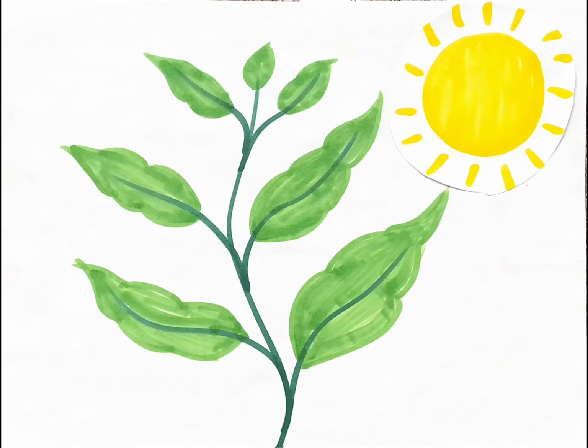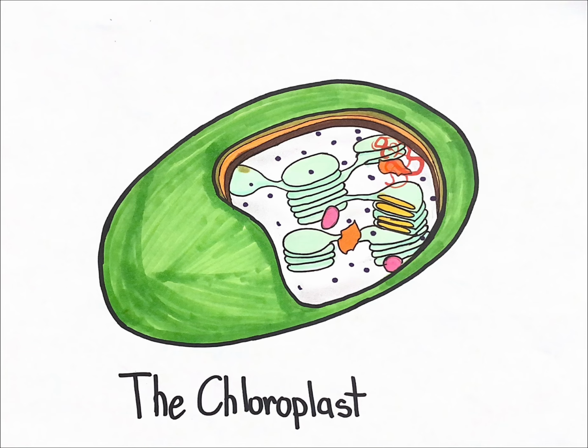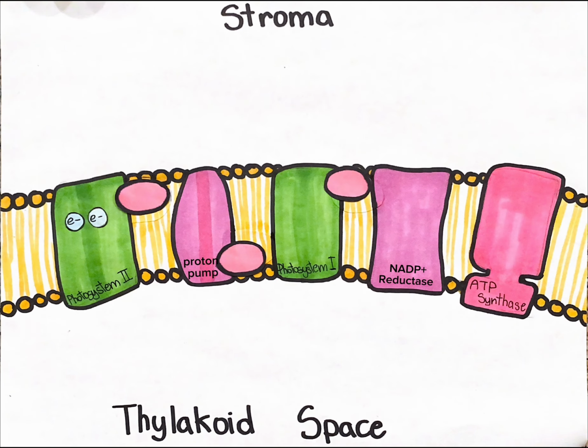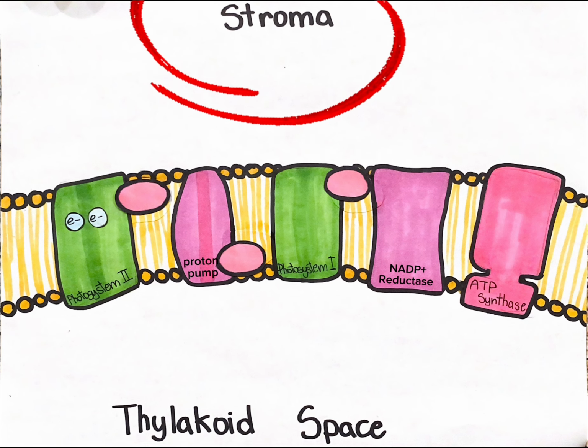Photosynthesis is a natural process that plants use to create sugar. It all happens in the chloroplast, specifically the thylakoid membranes, located in the thylakoids. We can see that the membrane has photosystems 1 and 2, as well as channeling proteins, electron transport chain, proton pump, and ATP synthase. Outside the membrane is the stroma, and inside is the thylakoid space.